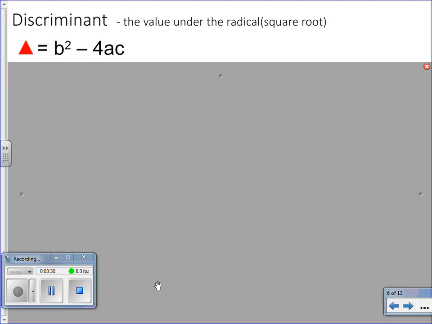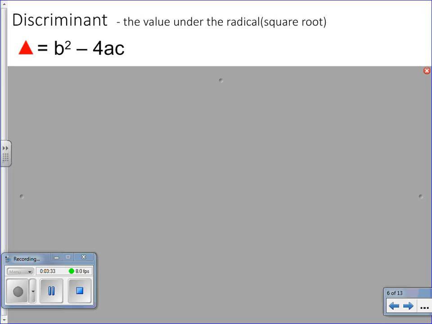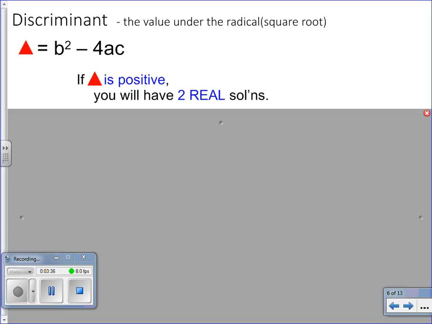Okay. So red triangle is b squared minus 4ac. Now, a few things that you should know. If your discriminant is positive, you will have two real solutions to the quadratic formula. Those solutions can be nice numbers, they can be fractions or decimals, they could be irrational, so they might have a square root of 6, which you can't simplify. The key here is they're real, so they won't have the square root of a negative number, because the discriminant is positive, and so you won't have any i's if your discriminant is positive.